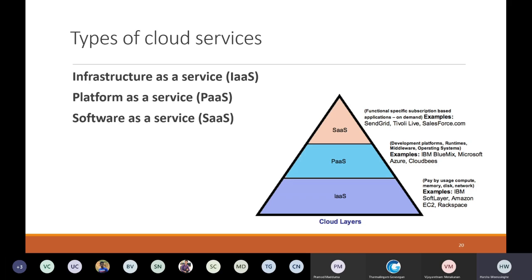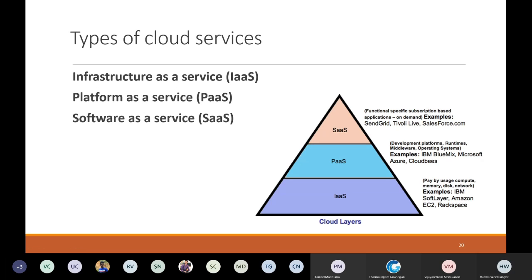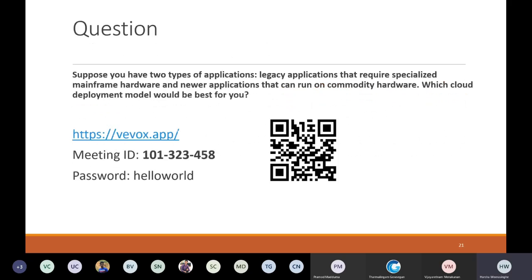So in the IaaS, we go to, yeah, let's have this question before coming to this particular section. So can you again open the app?